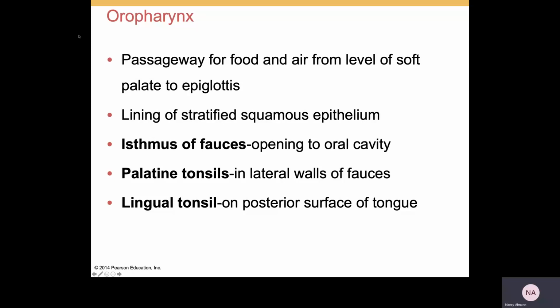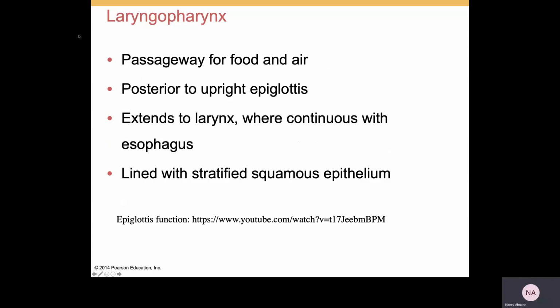Inferior to the nasopharynx is the oropharynx, which is a passageway for food and air, and it extends from the level of the soft palate down to the epiglottis. It has a stratified squamous epithelial lining. There are a couple of landmarks: the isthmus of Fauces, which is the opening to the oral cavity. The palatine and lingual tonsils, you can see those on some of the diagrams we have here. And anytime you hear tonsils, think immune system.